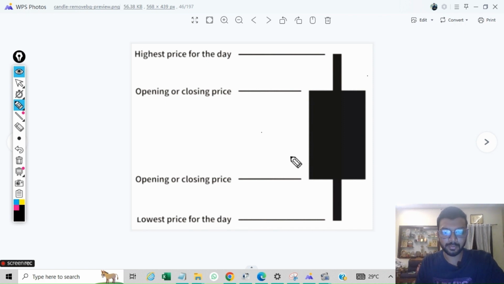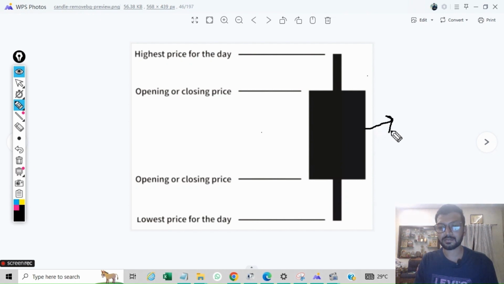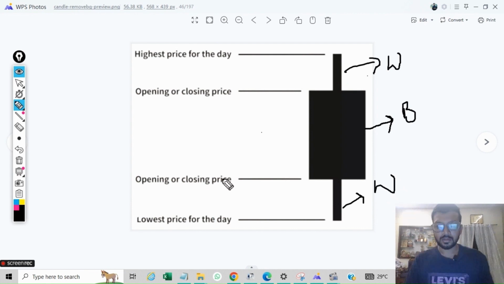So in this video, I'm going to explain the basics of candlesticks: how to read candlesticks and what the parts of a candlestick are. Let us see. Suppose that this is a day candlestick. A candlestick consists of two parts, the body and the wick. This part of the candlestick is called the body, and this part is called the wick. Similarly, this is also a wick. So let us consider this candle a day candle.